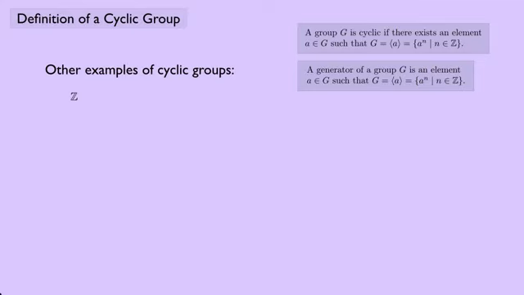Okay, so other examples of cyclic groups. Z. So Z is just the set of integers and the binary operation is addition. And we see that Z is generated by the element 1. And 2Z, those would be things like negative 4 and negative 2 and 0 and 2 and 4. That's generated by 2. And 3Z, that's generated by 3. And I think you see the pattern here. nZ is generated by n. And so we need to make sure we have n, of course, greater than or equal to 1.